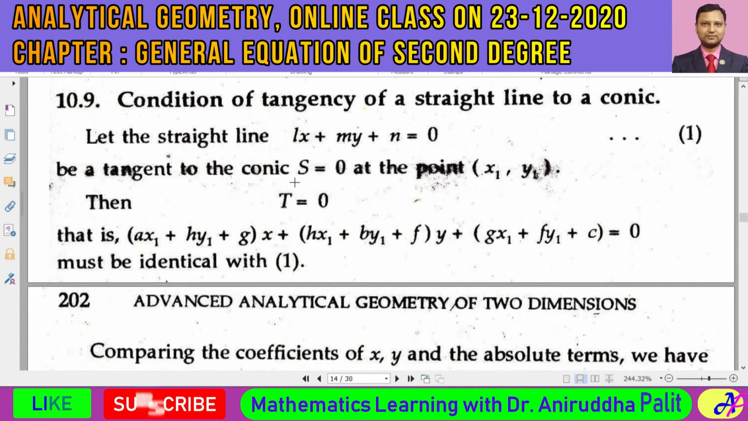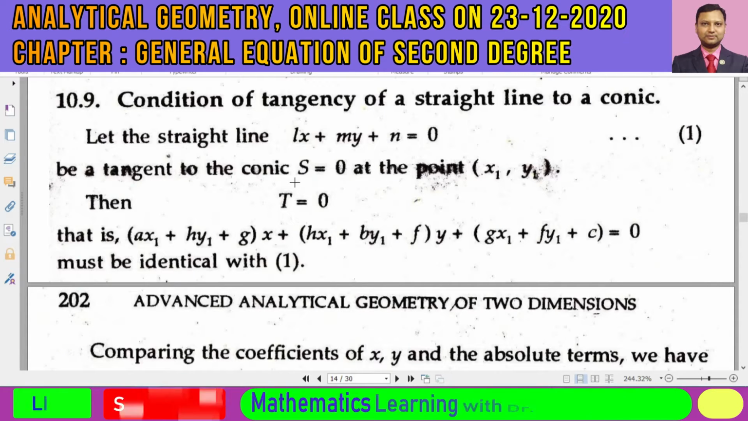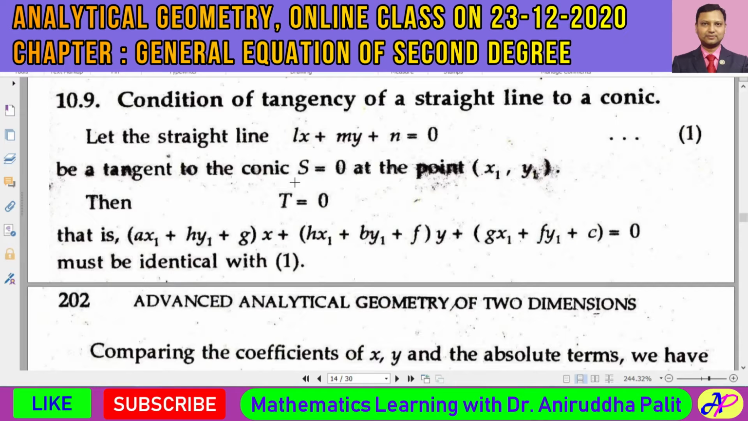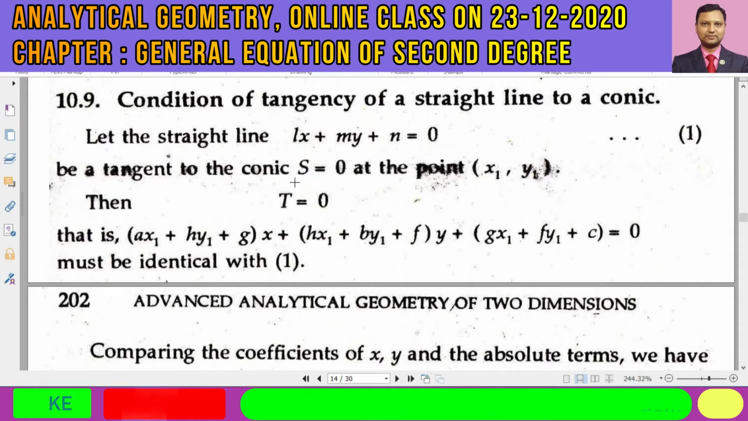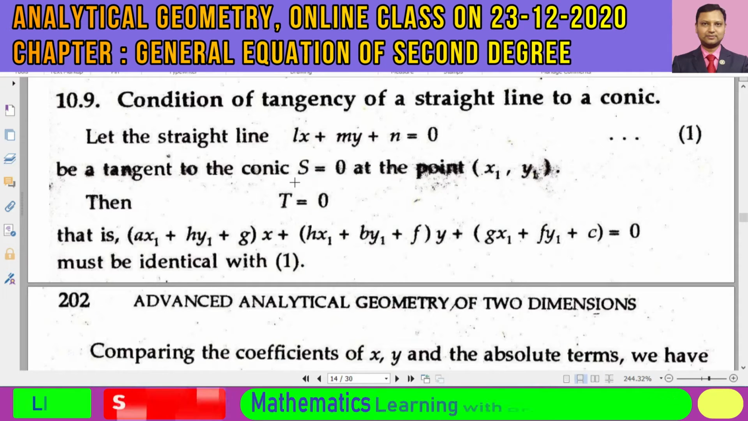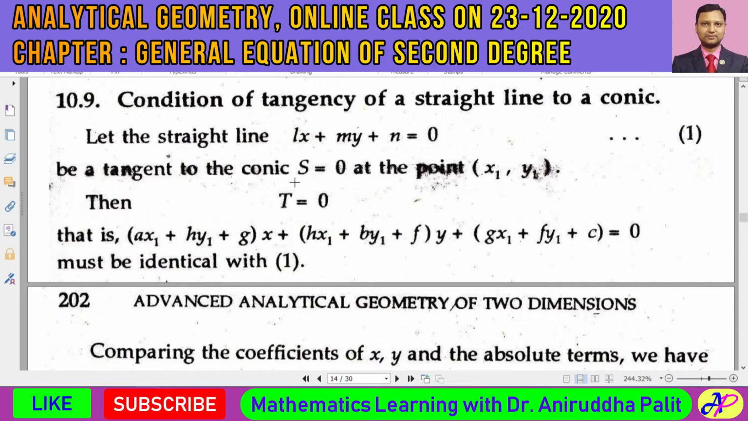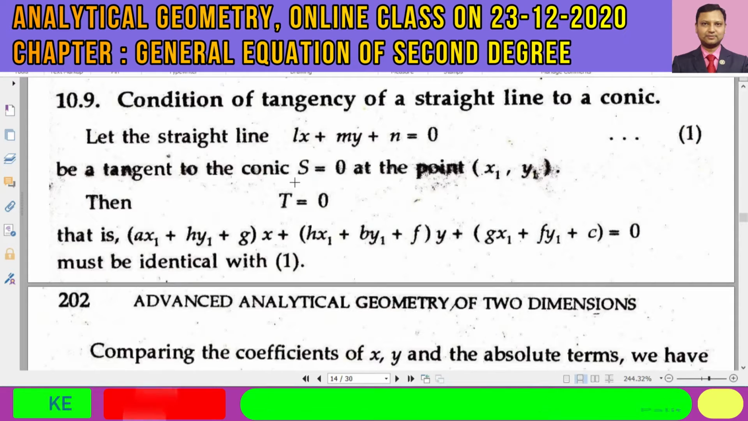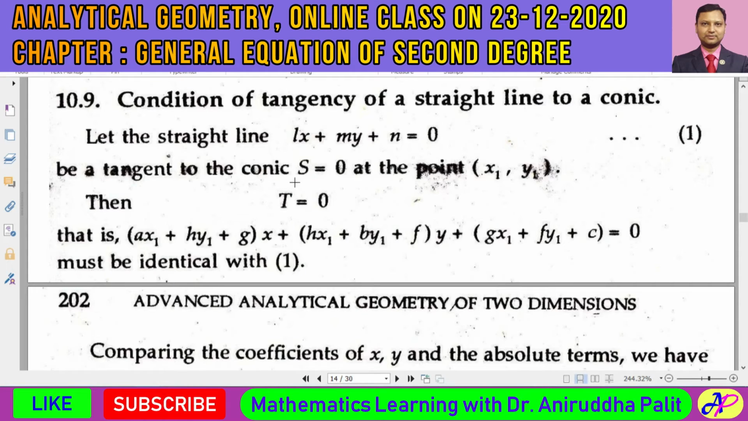Hello everybody. Today I shall discuss the condition under which a straight line becomes tangent to a particular conic. I am going to discuss the condition under which a given particular straight line becomes a tangent to a given conic.